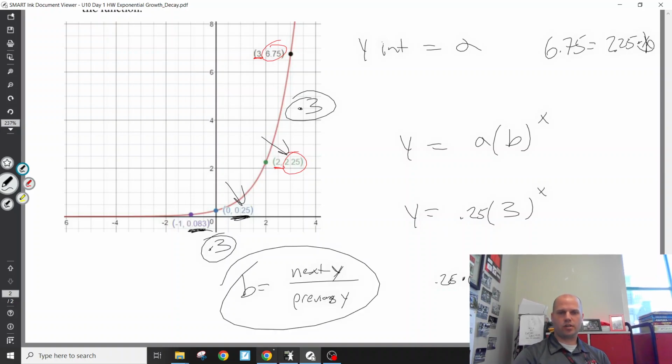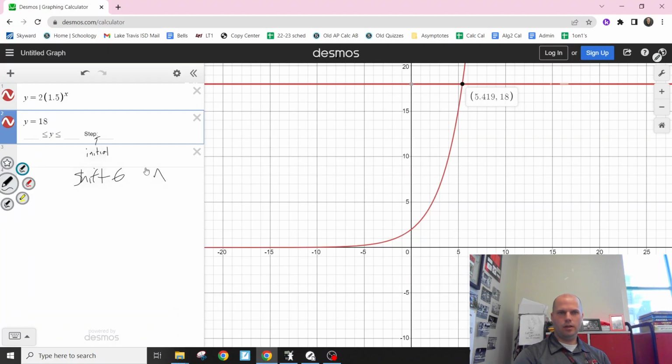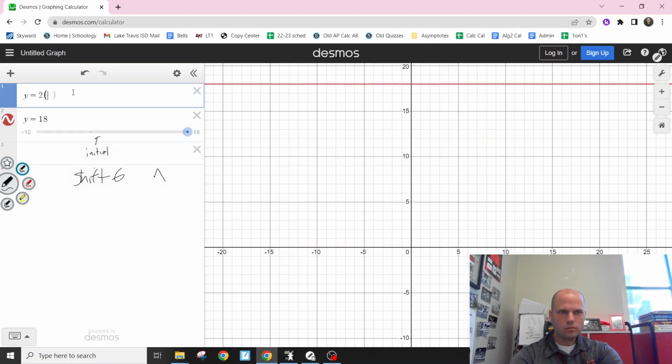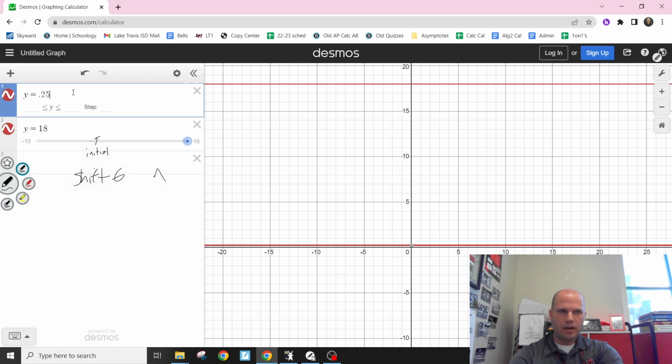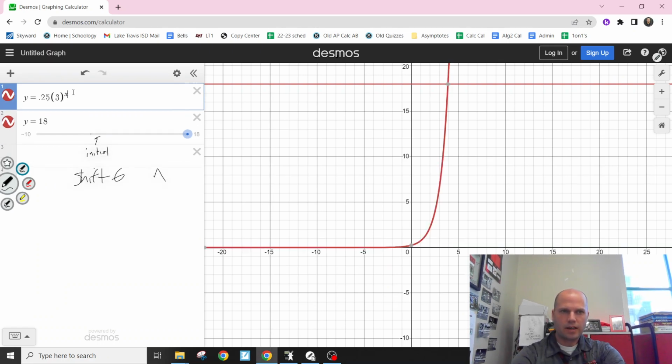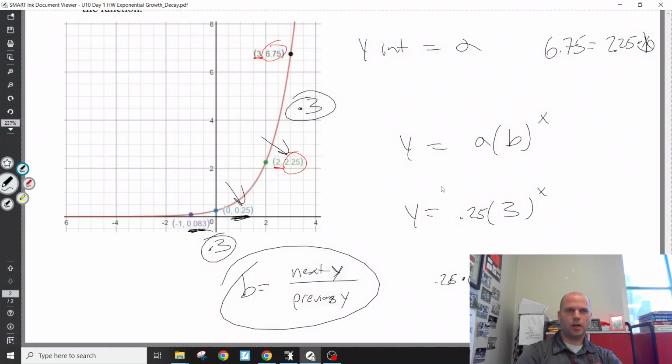All right, so that's your equation. If you wanted to check, you could, and that's the homework. 0.25 times 3 to the x. Here's my 0.25. Here is my 2.25. And here is my 6.75. Just like I see here. All right, thanks.